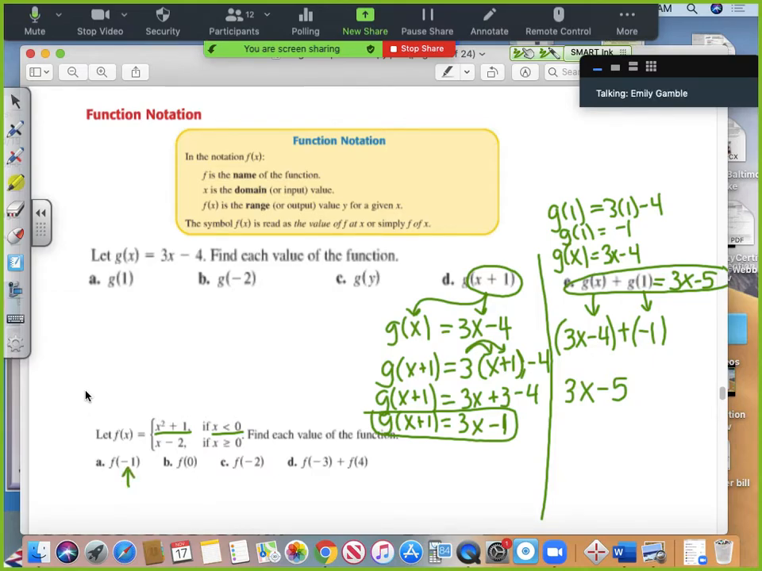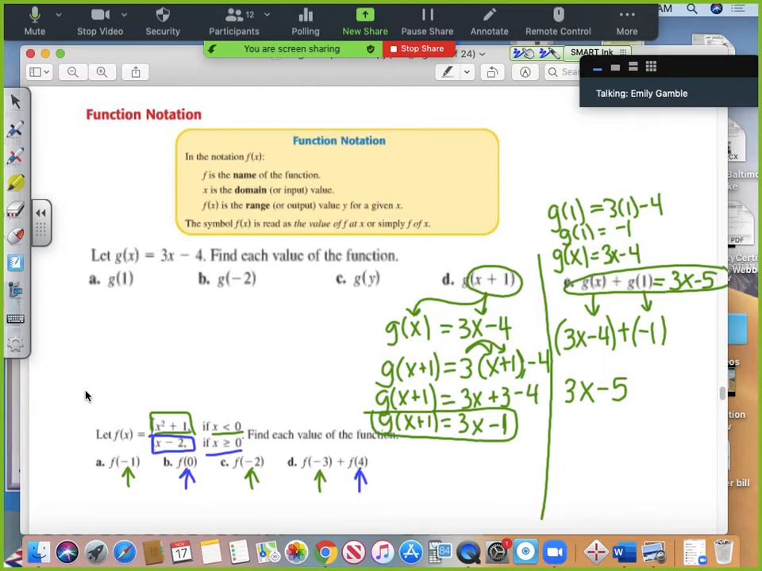Is 0 less than 0? Nope. Is negative 2 less than 0? Yes. Is negative 3 less than 0? Yes. 4 is not. So for these three little parts, we would be using the function x squared plus 1. And then for the other ones, it says any time x is greater than or equal to 0, you would use x minus 2. So we would use x minus 2 for b, since exactly 0 would be that, and we would use it for f of 4. So we're using two different functions depending on what x is equal to.